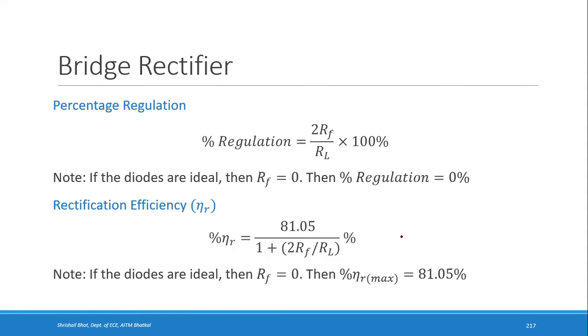Right? So you can derive, sometimes you might also be asked to derive the efficiency of a bridge rectifier. You can try that. You have to start from the same equation for efficiency, PDC by PI, get the power, and substitute the equations for the bridge rectifier, PDC and PI. Okay, you will get it this way.